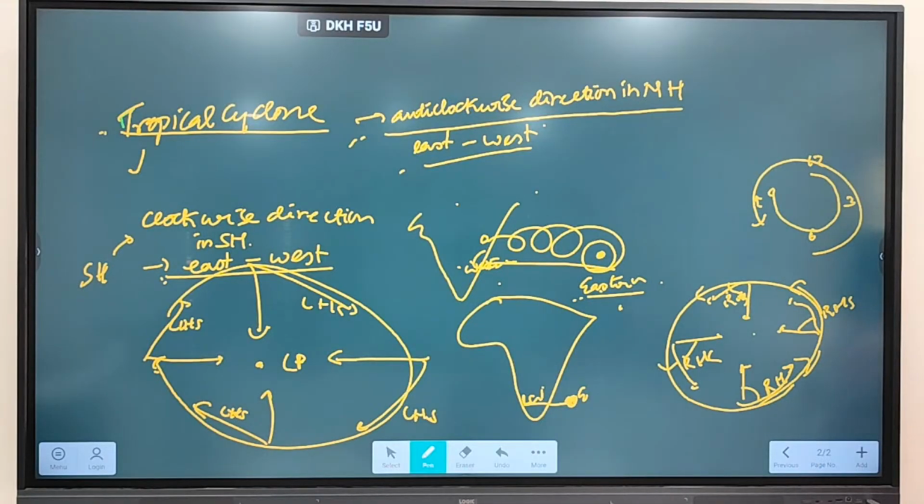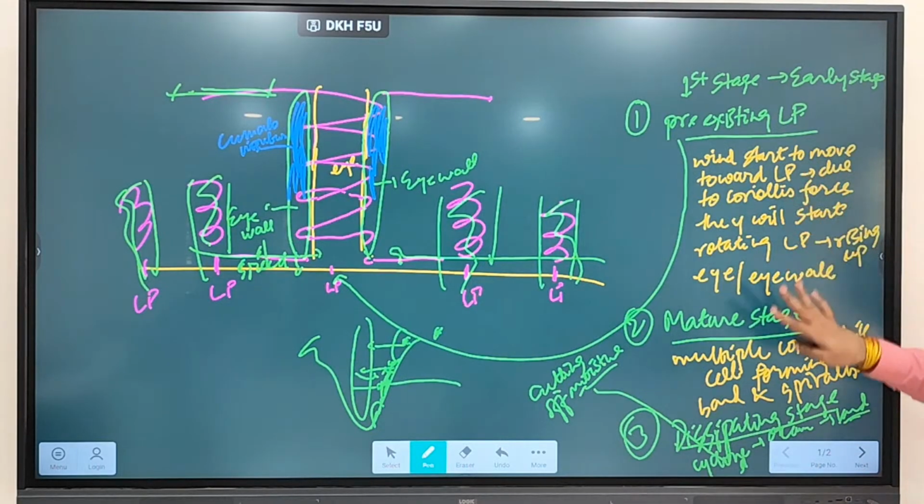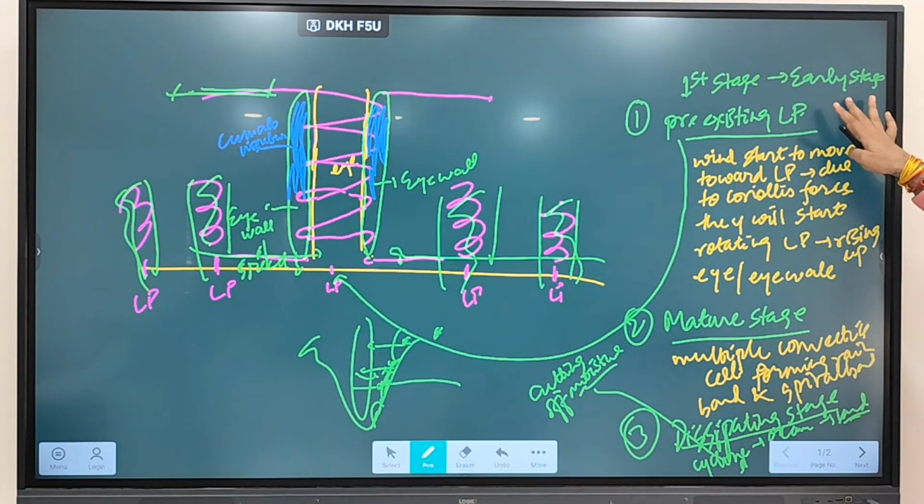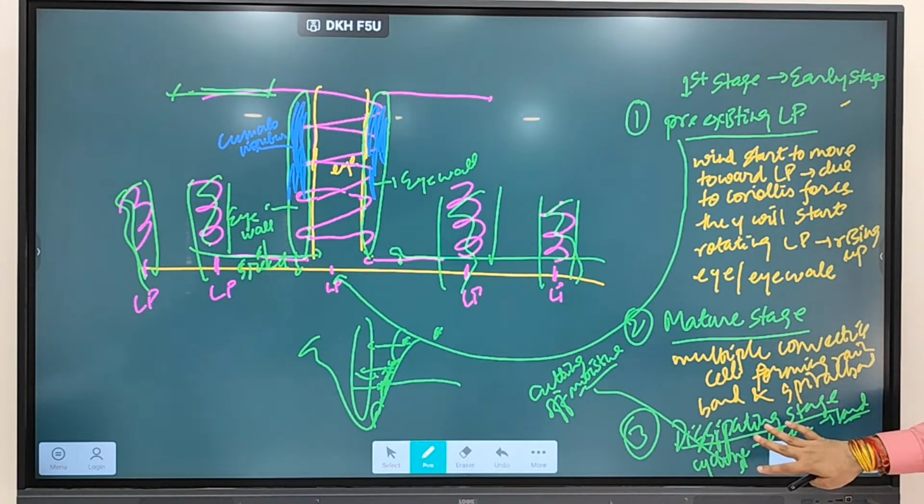Clear? So what is the structure of a tropical cyclone? Eye region, eye wall region, and rain band region, or spiral band region. This is the structure. What is the formation of a tropical cyclone? Early stage, mature stage, and dissipating stage. These are the three stages. The first stage is the early stage, then the mature stage, then the dissipating stage. This is the formation of a tropical cyclone.